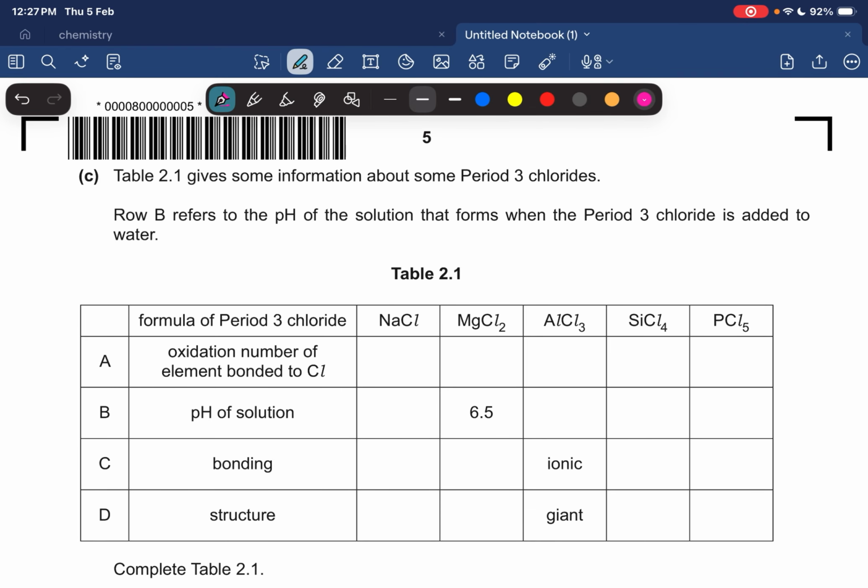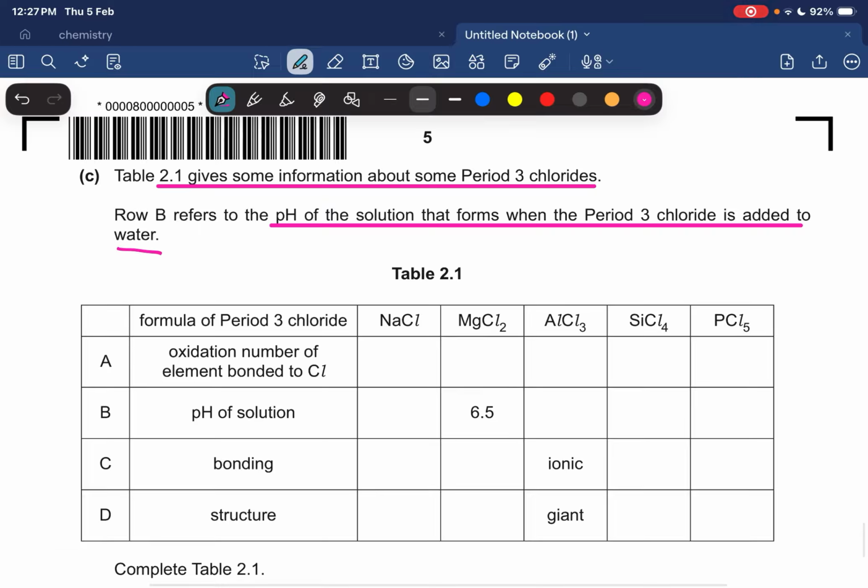The C part states, Table 2.1 gives some information about period 3 chlorides. The pH refers to the pH of the solution that forms when the chloride of period 3 is added to water. So you have a chloride, which is going to be a period 3 chloride, so there's going to be a Cl in it, so it's going to be XCl. Then you're going to add water to it, and you're basically checking out the effects.